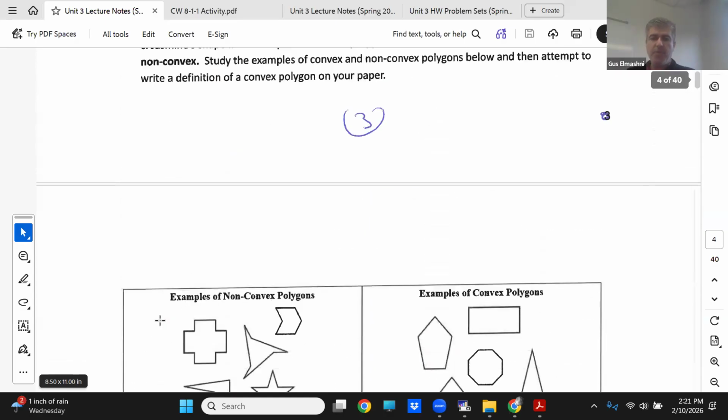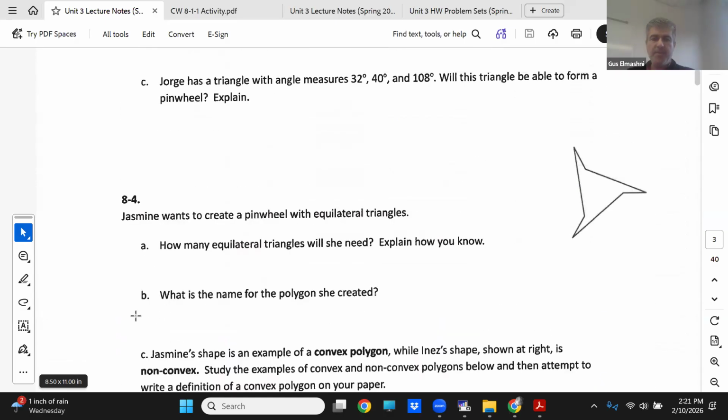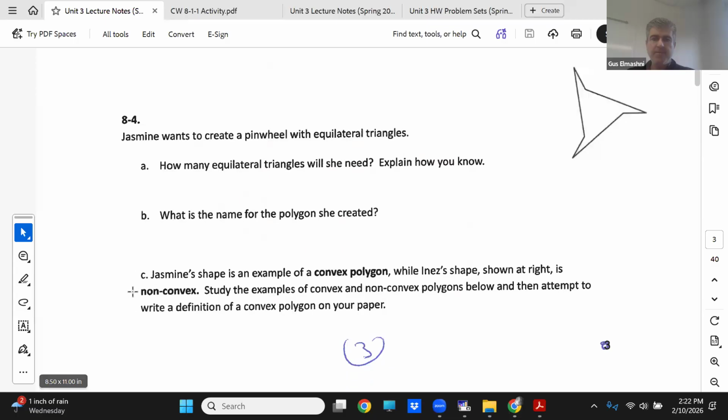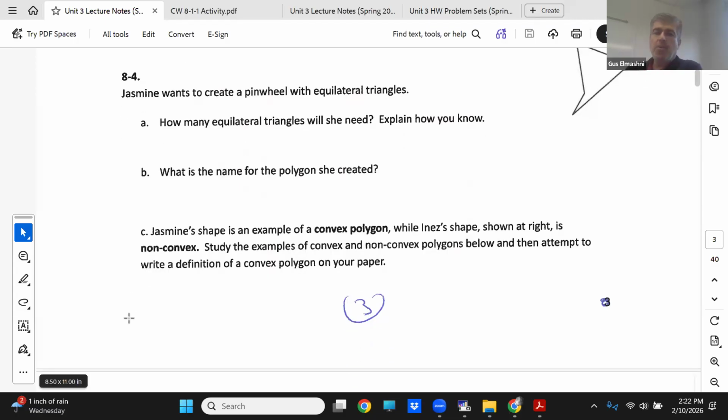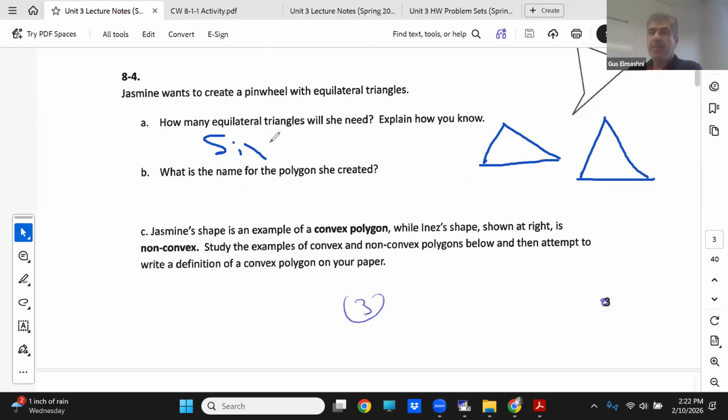So let's look at A4. She wants to create a pinwheel with equilateral triangles. Now, if you have an equilateral triangle, what's the measure of each angle? 60, right? So how many equilateral triangles will she need to make a pinwheel? More than 3. She needs 6. Right? Because actually what you wind up creating is a hexagon.